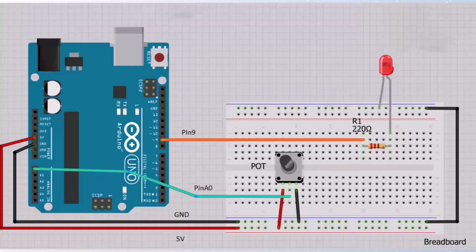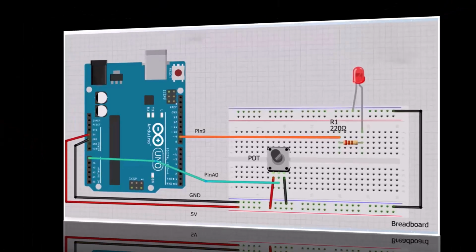A potentiometer does not give just on or off. It gives a smooth range of values between 0.0 and 1.0. Now, here is the important idea. LED brightness can also be controlled smoothly using something called PWM, pulse width modulation. So PWM allows a digital pin to simulate analog output by switching on and off very quickly.